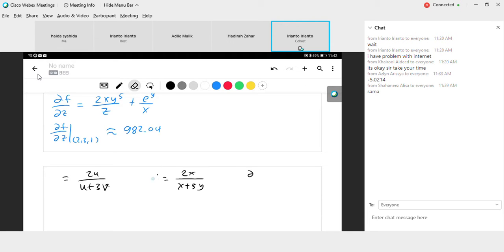Okay. They're not asking this. This is not f, this is w. They're asking about the partial derivative of w with respect to u, which is the same as what we will calculate for the partial derivative of w with respect to x, and then they're asking about the partial derivative of w with respect to v, which is the same as the partial derivative with respect to y.